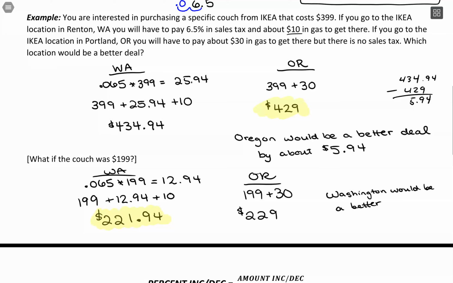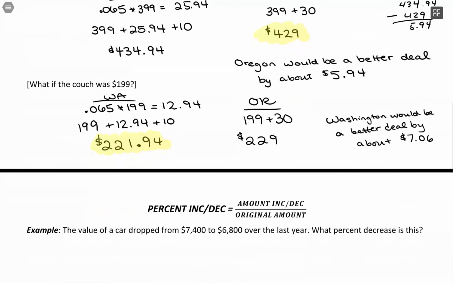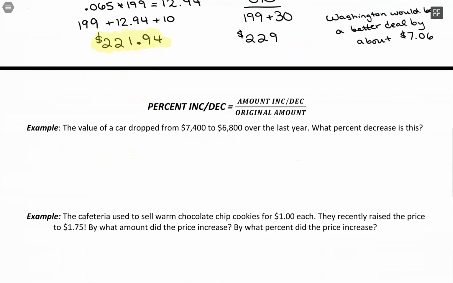And if you look at the subtraction of the two, it would be by about $7.06. All right. Something we could do is talk about percent increase, decrease, or you could think of percent change or relative change. And what we want to do is see what's the amount that has changed, how has it increased, how has it decreased out of the original amount that we started with.